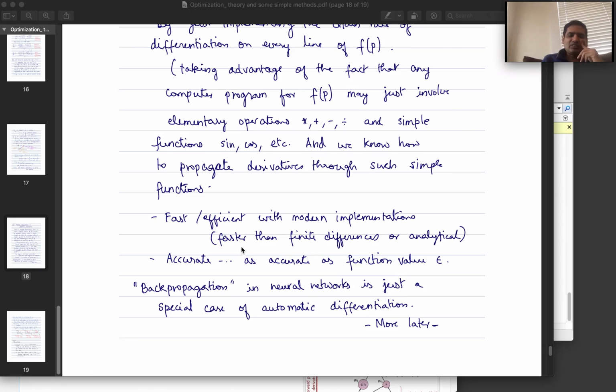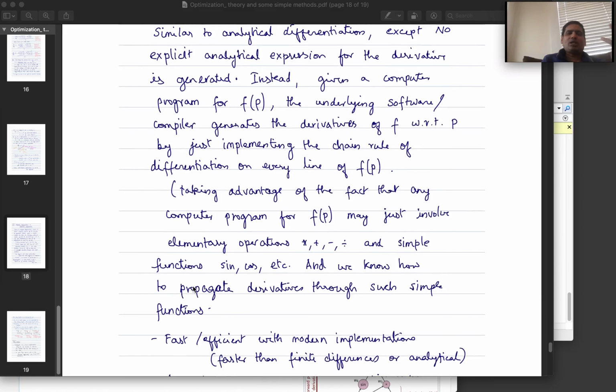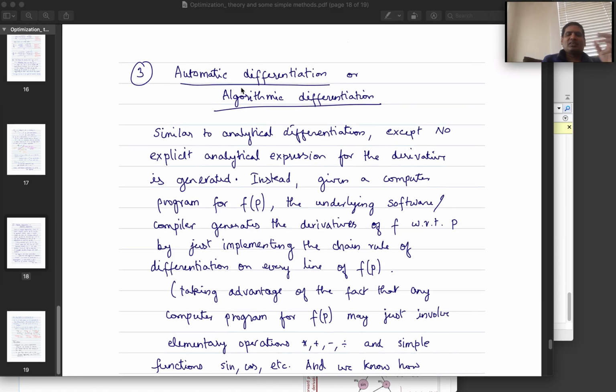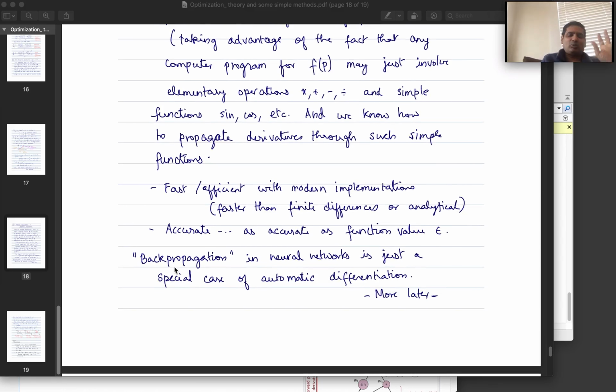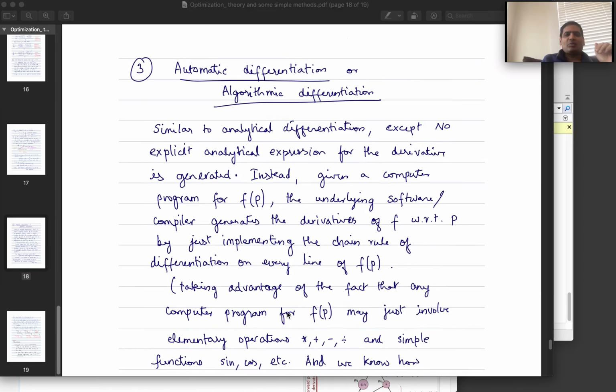If you are familiar with neural networks, there is a thing in neural networks called backpropagation. Backpropagation is essentially one way of doing automatic differentiation, which is propagating derivatives. If f consisted of a sequence of lines, we can propagate derivatives from line to line to line. Backpropagation is just one way of propagating derivatives in neural networks. It's a special case of automatic differentiation, and I will provide an example later on of how automatic differentiation will work.